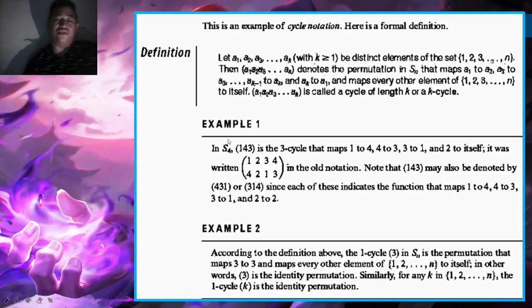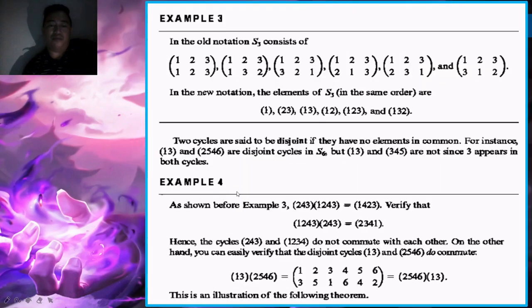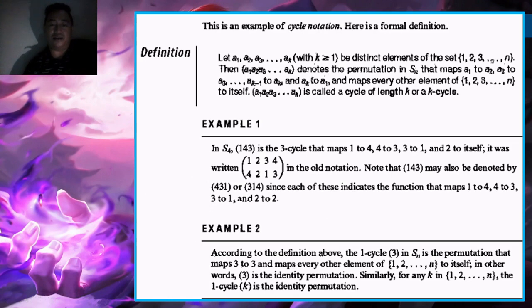So in S4, (1 4 3) is a 3 cycle that maps 1 to 4, 4 to 3, and then 3 to 1, and 2 goes to 2, to itself. So it is written like this in our old notation: 1 goes to 4, 4 goes to 3, 3 goes to 1, and 2 goes to 2, in the old notation.